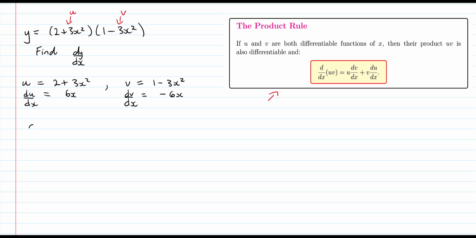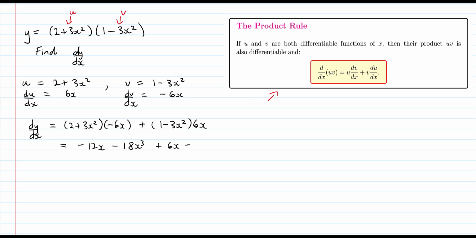Then putting everything into our formula, we get dy by dx is equal to u, which is 2 plus 3x squared, times the derivative of v, which is negative 6x, and then plus v, 1 minus 3x squared, times the derivative of u, which is 6x. And then expanding this out, we're going to get negative 12x minus 18x cubed plus 6x minus 18x cubed.